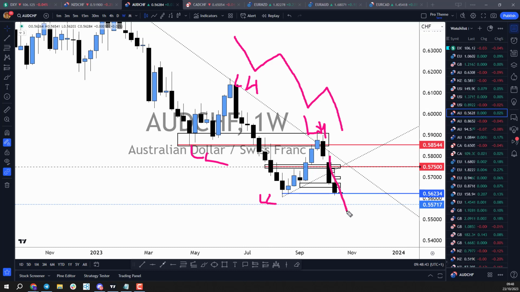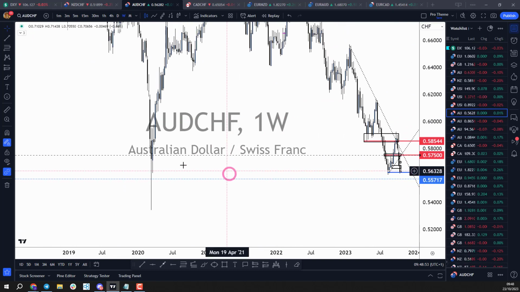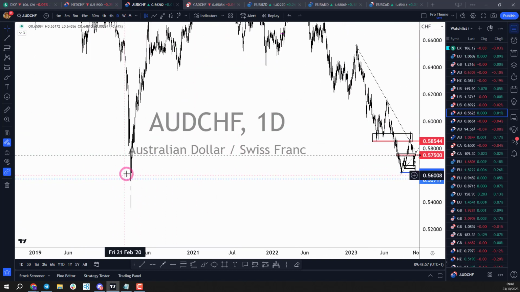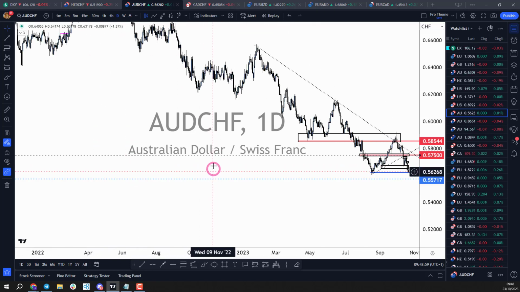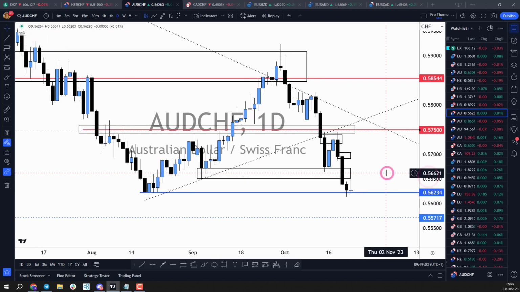So expecting that sort of downward continuation. Now I do have a level down towards 55.75. That level, if I just zoom right out, comes pretty much from all this price action in here, but more from a daily chart point of view. You can see that sort of spike into there. So that's where that kind of derives from on this particular market.